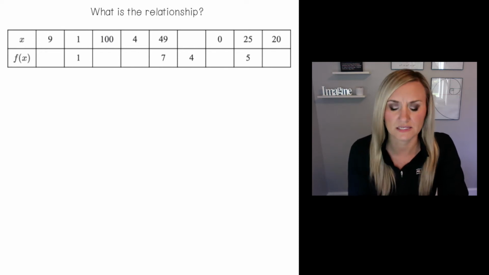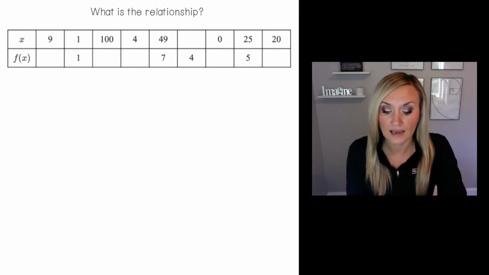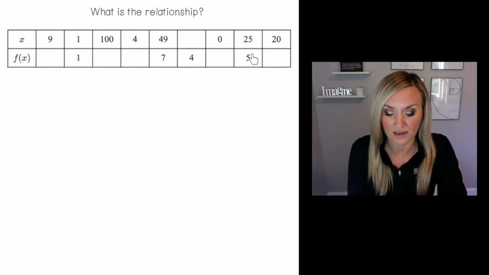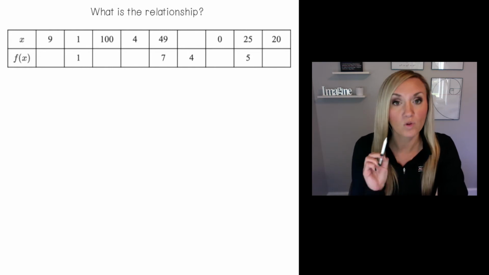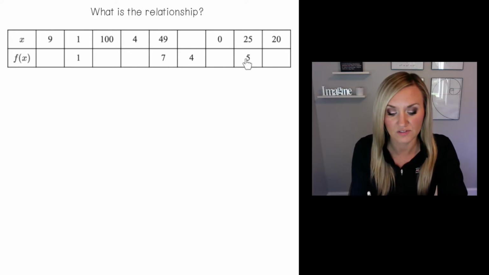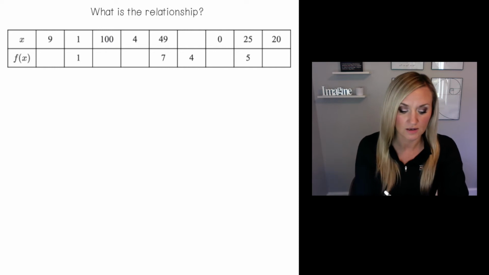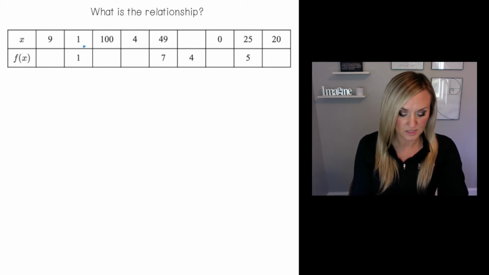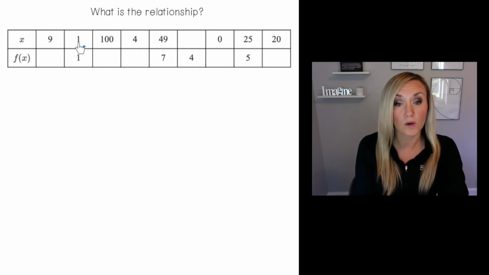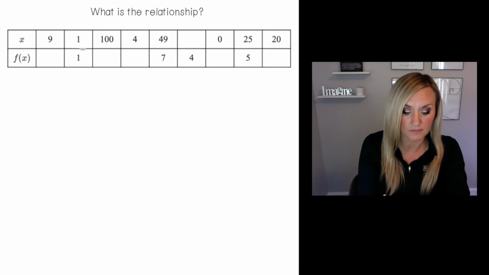My brain goes to the ones that are already finished. So I ask myself, how do I get from 49 to 7? How do I get from 25 to 5? Well, the square root of 49 is 7, and the square root of 25 is 5. Let's see if I use that same strategy for every single one. I can also take the square root of 1 and it becomes 1.